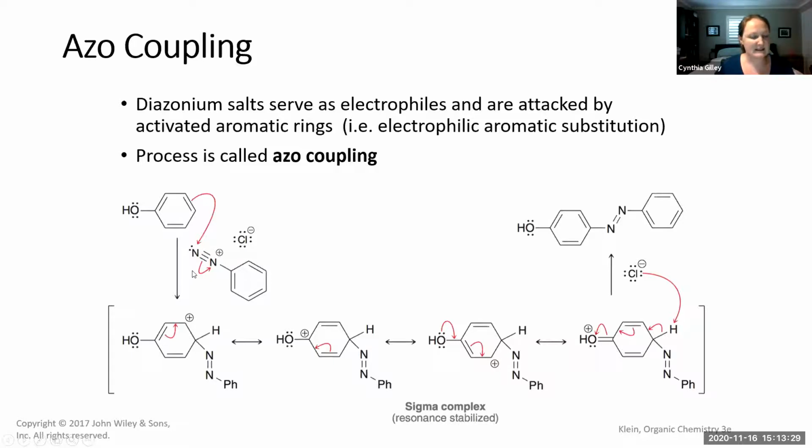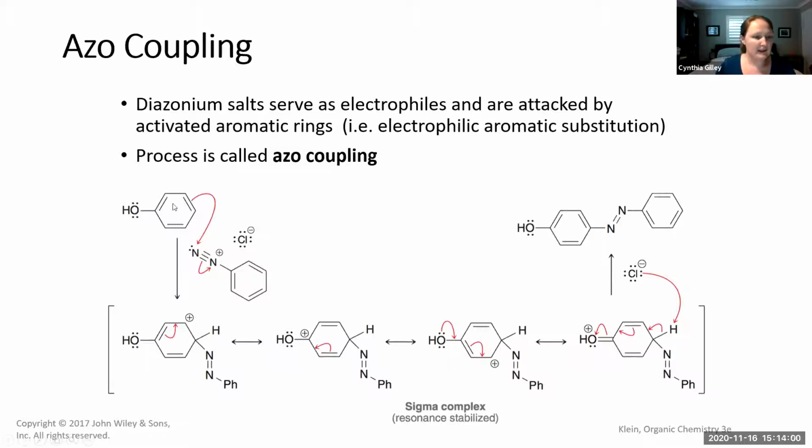So it can actually act as an electrophile with an activated aromatic compound in an electrophilic aromatic substitution reaction. What I mean by activated is the aromatic compound that's used as the nucleophile needs to be electron rich. So it commonly has groups that are either moderate or strong activators attached to the ring. And again, that will enhance the rate of the electrophilic aromatic substitution reaction.